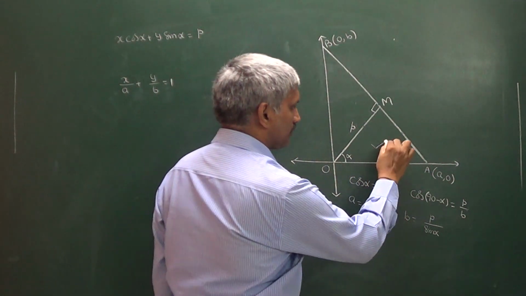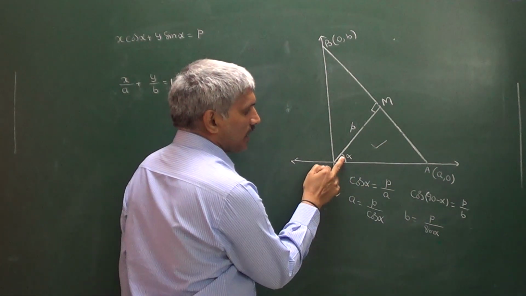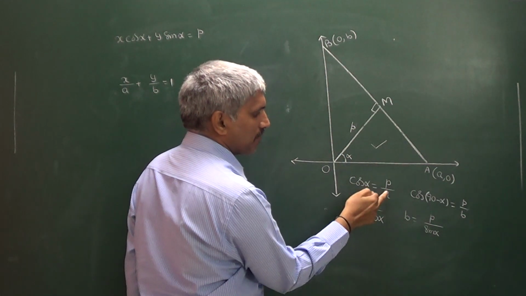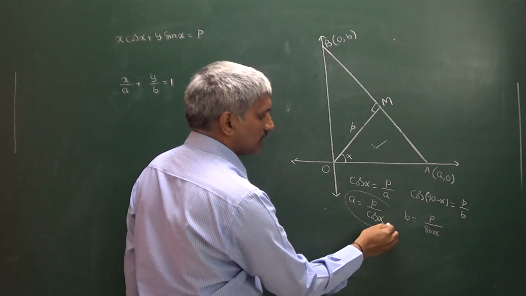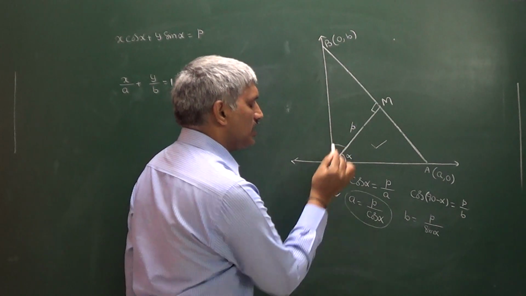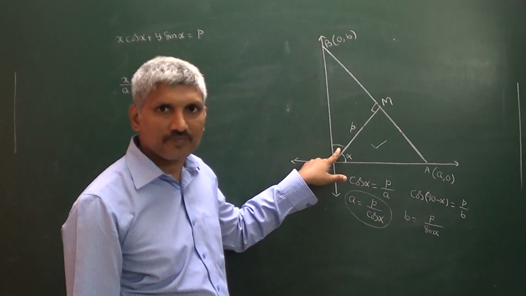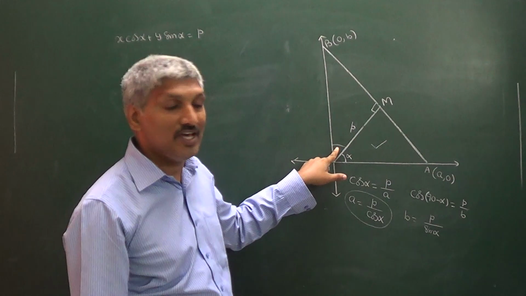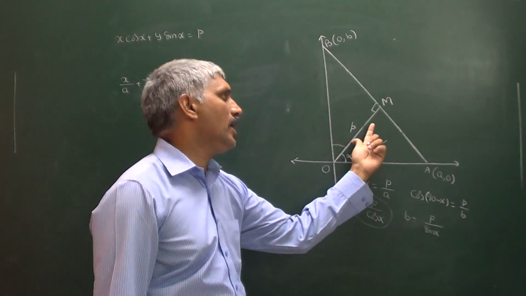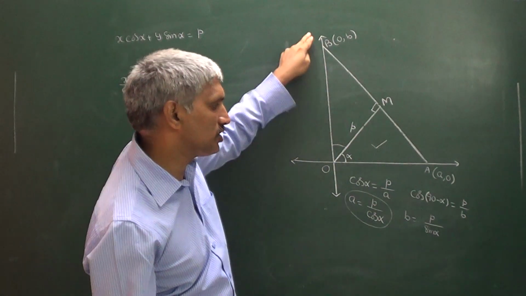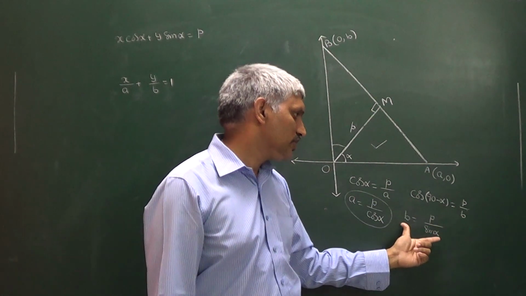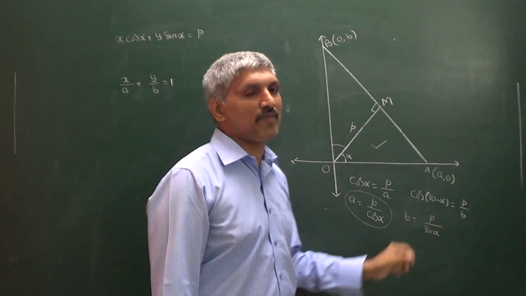Now from this diagram, can you tell me what is cos alpha? Cos alpha is equal to adjacent side by hypotenuse, that is P by A. Therefore A is equal to P by cos alpha. If this angle is alpha, then this will be 90 minus alpha. So cos of 90 minus alpha is equal to adjacent side by hypotenuse, and that hypotenuse is B. Cos 90 minus alpha is sin alpha. Therefore B is equal to P by sin alpha.